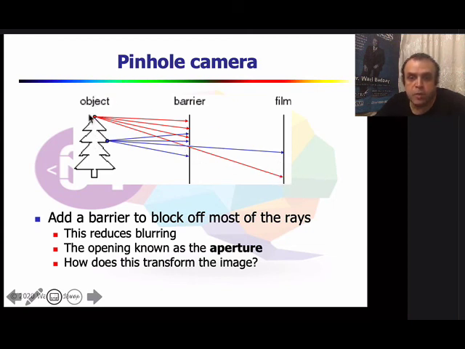If you see the object here, the top of the tree is at the top. However, on the film, the red arrow will point to the bottom, which means this is what will continue on the film. It's an inverted image of the actual object.